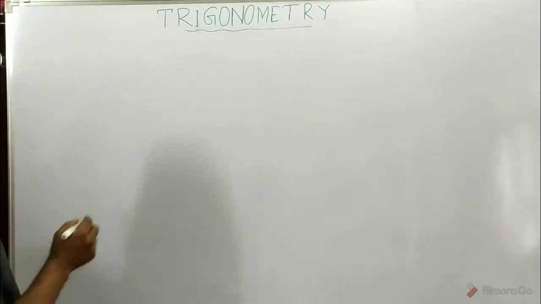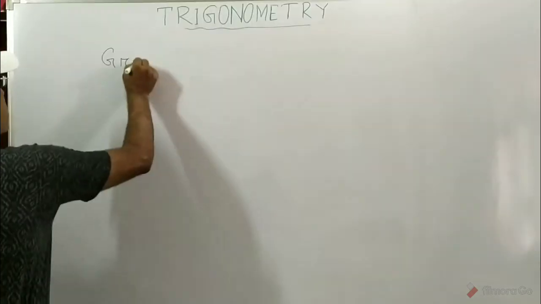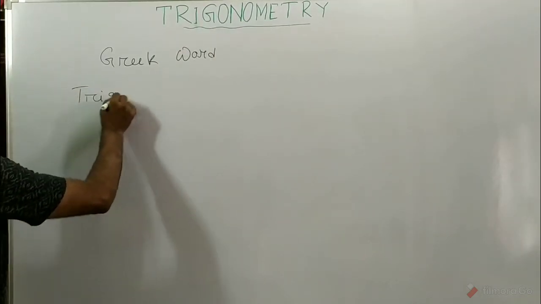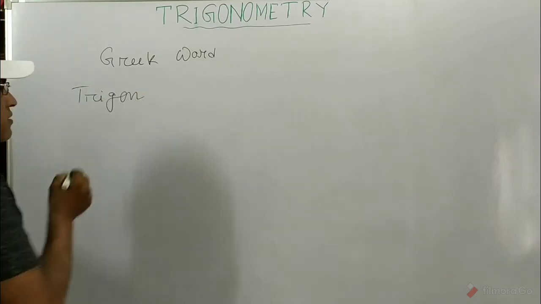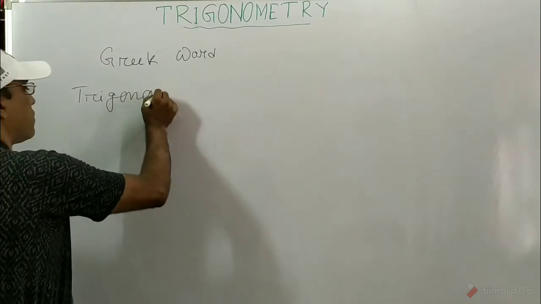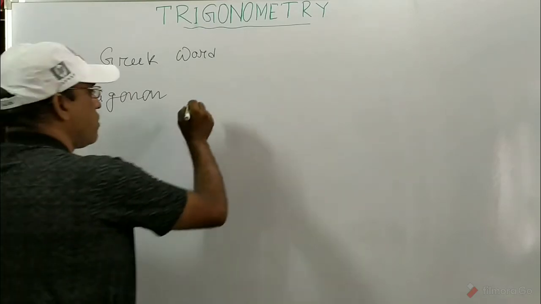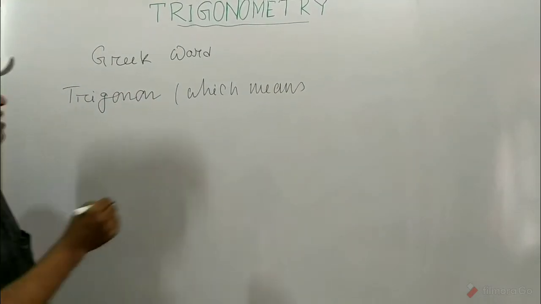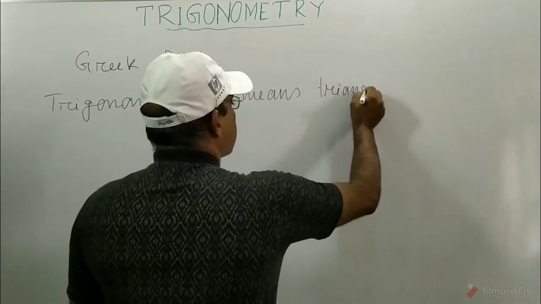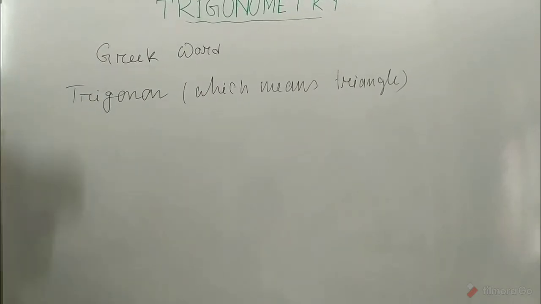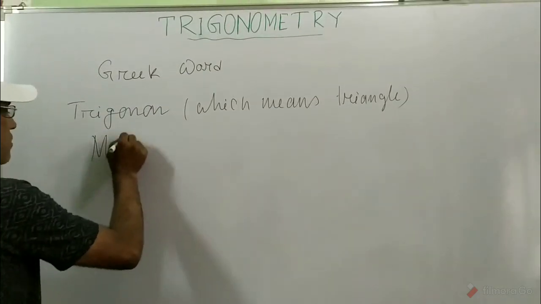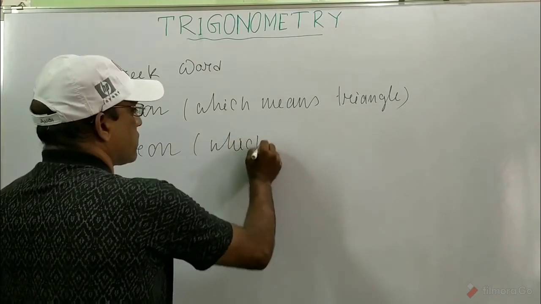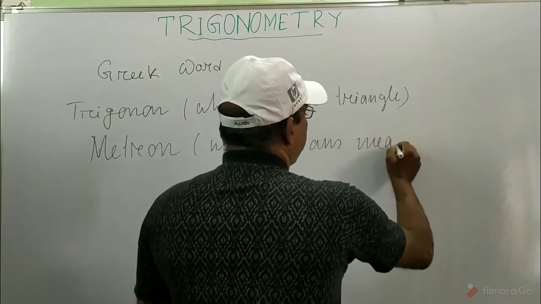Trigonometry is a Greek word. It comes from trigonon, which means triangle, and metron, which means measurement.